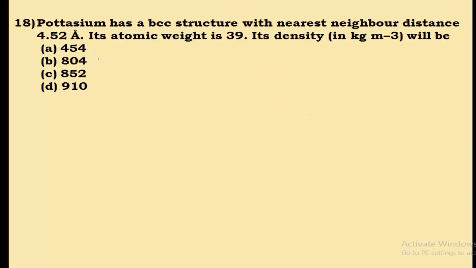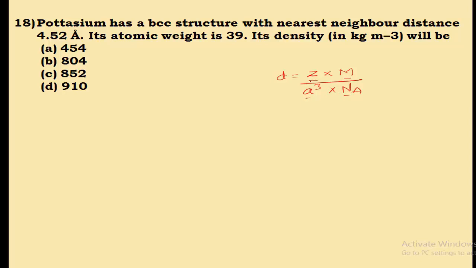The next question: potassium has a BCC structure with the nearest neighbor distance 4.52 angstrom. Its atomic weight is 39. Its density will be? So the potassium crystal has a BCC structure and they told you to find its density. What is the formula of density? D is equal to Z × M divided by a³ × Na. This is the formula to find the density, and to find it you must know the values of Z, M, a and Na.